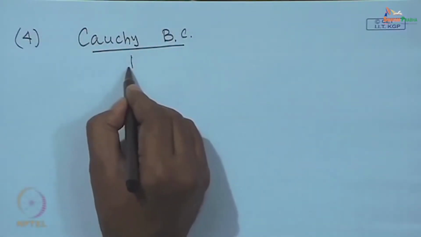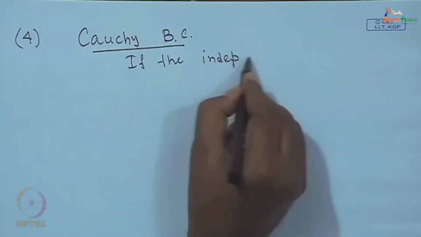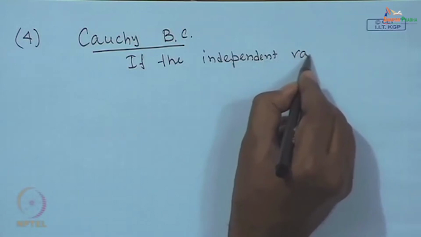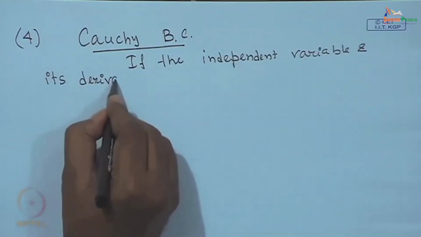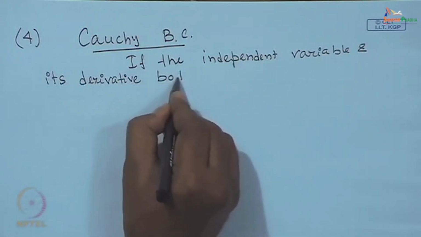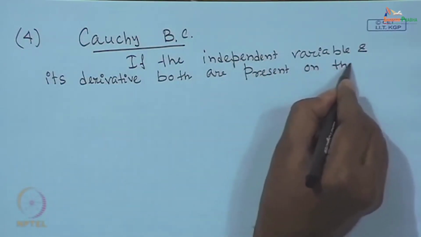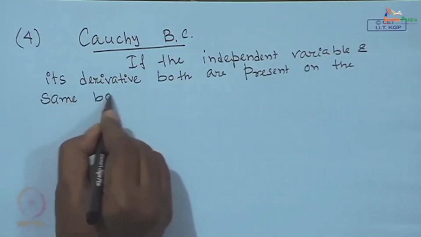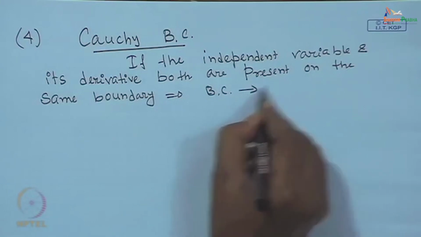So, the next boundary condition that we will be looking into is the Cauchy boundary condition. Now, we term that boundary condition to be Cauchy if the independent variable and its derivative both are present on the same boundary, then the boundary condition is known as the Cauchy boundary condition.